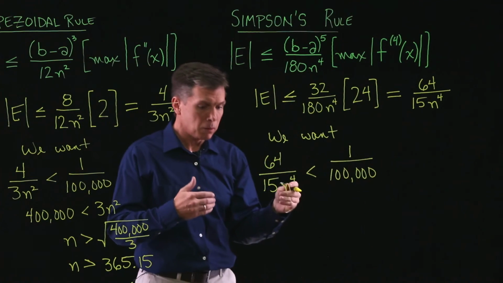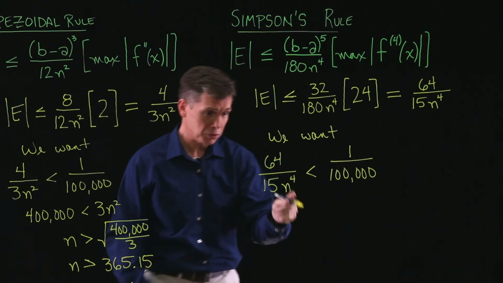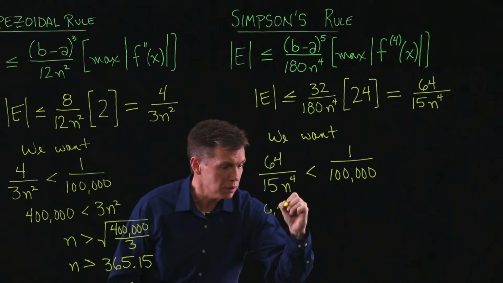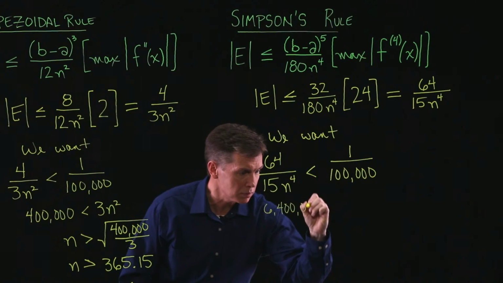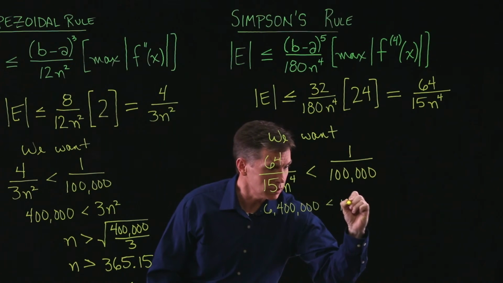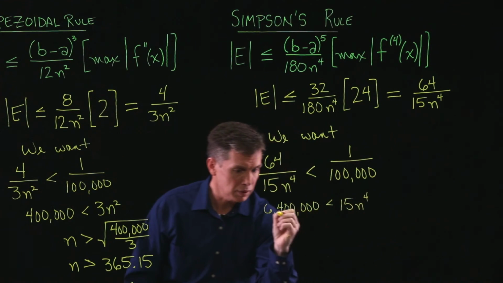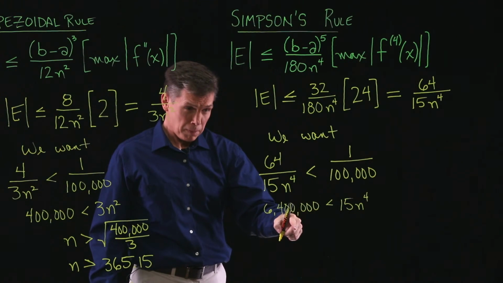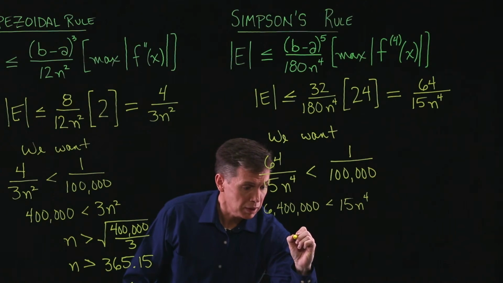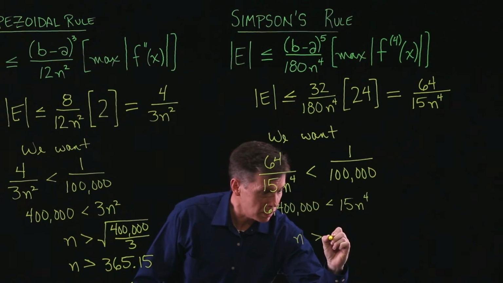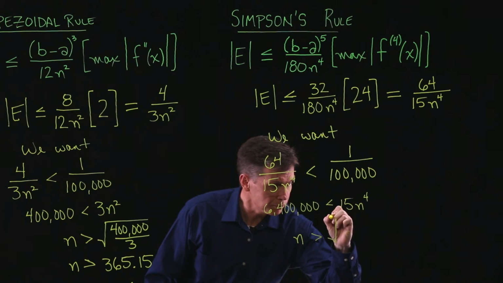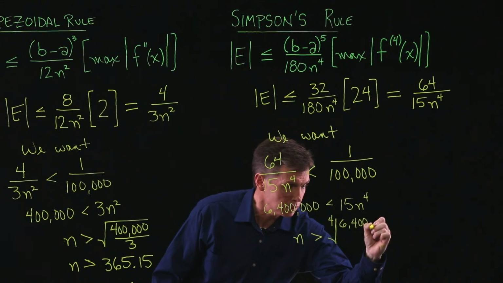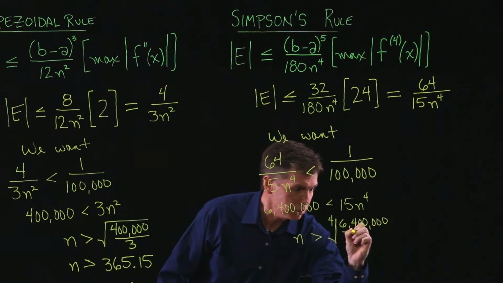And just like before, we end up with an inequality that we need to solve. So I'll cross multiply. I again don't have any worries about anything goofy happening with the inequality. Everything's positive. So this would look like this. That's a 6,400,000. I'd like to divide by 15 and also take the 4th root. So I'm going to end up with n greater than the 4th root of that 6,400,000, but divided by 15.